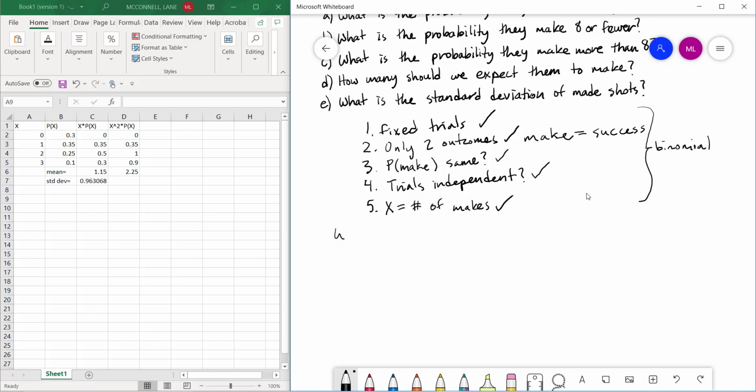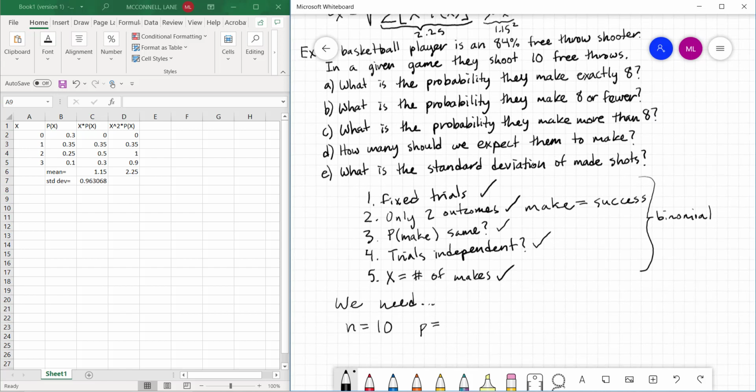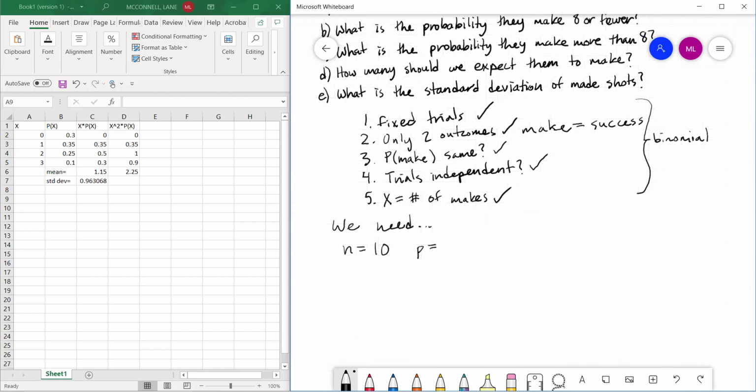We need to have 3 pieces of information. We need to have n, which is the total number of trials. In this case, that's 10. We need to have p, the probability of a success for one trial. In this case, this person is an 84% free throw shooter. So they have an 84% chance of success. If I write that as a decimal, that's 0.84.